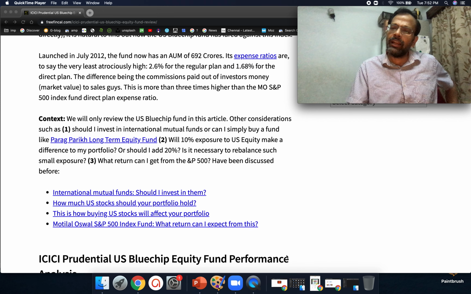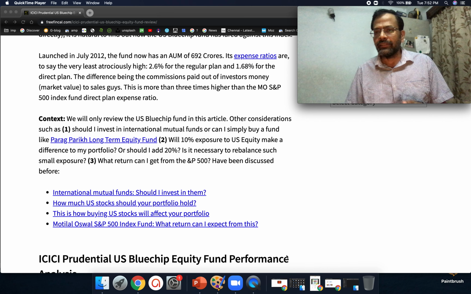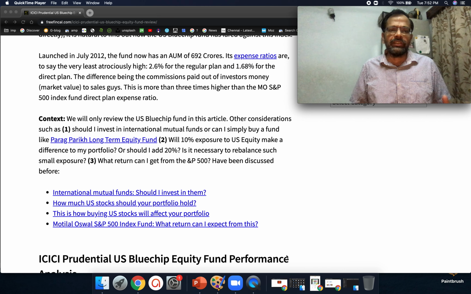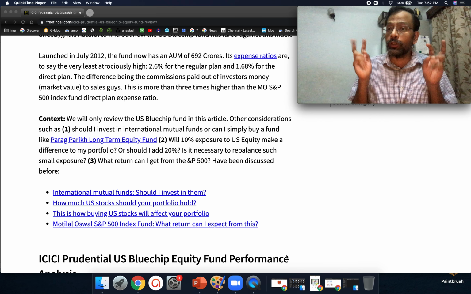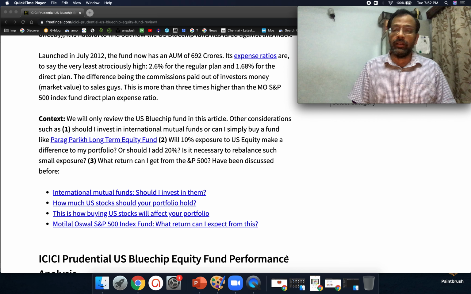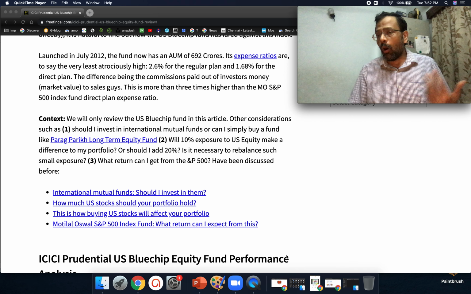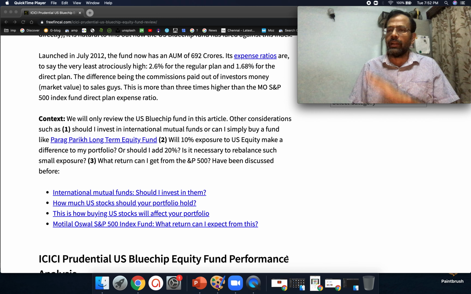And please recognize, I'm just going to review the fund. Just because I'm reviewing the fund, it doesn't mean I'm recommending investing in such funds. All those questions: should I invest in international funds? How much of US stocks should I hold in my portfolio? What will be the return I will get from the S&P 500 index fund? All those videos have been done, all those articles have been covered.